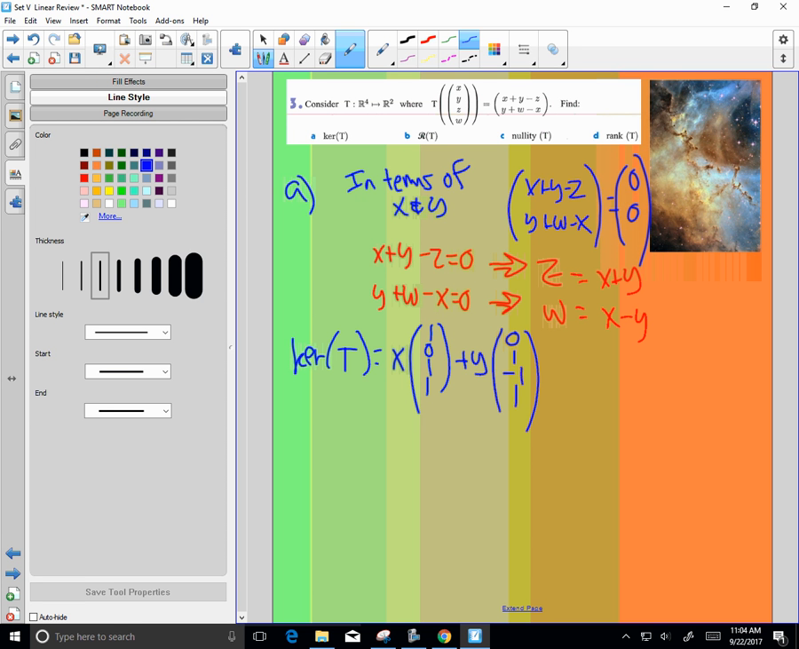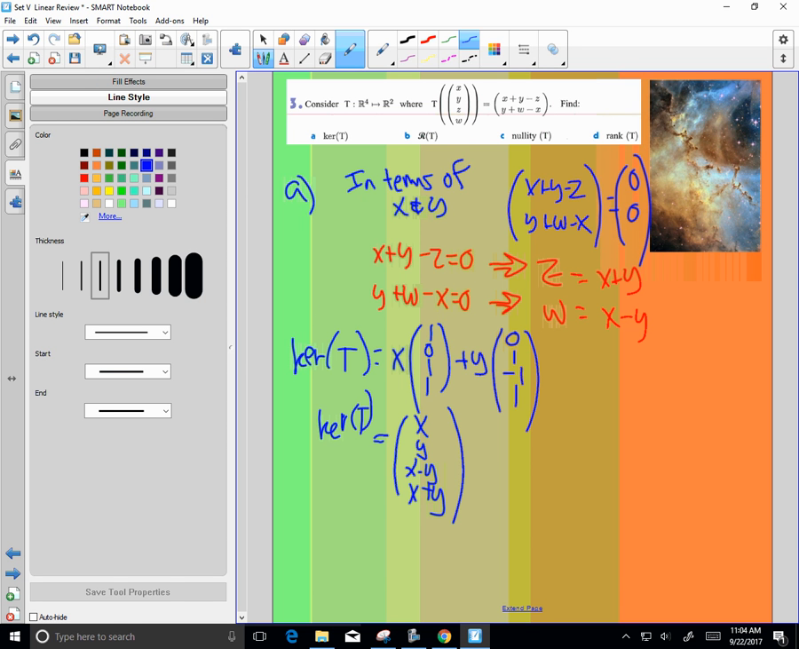Okay, so the kernel for this, the way I like it, is x, y, x minus y, x plus y. So do you see how I got this? 1, 0, 1, 1, and this one's 0, 1, negative 1, 1. Does that make sense now? That's the kernel of T.